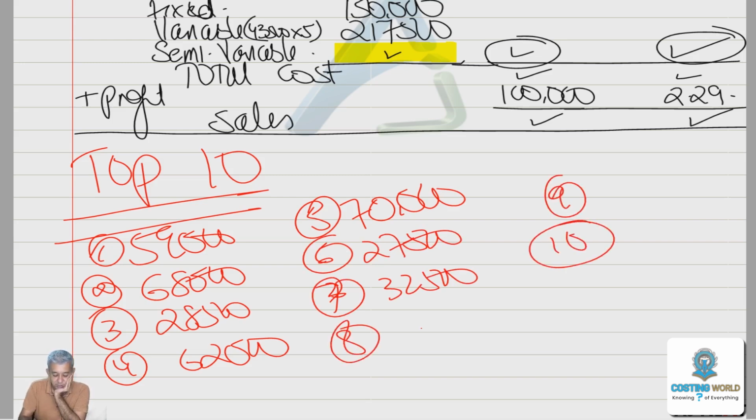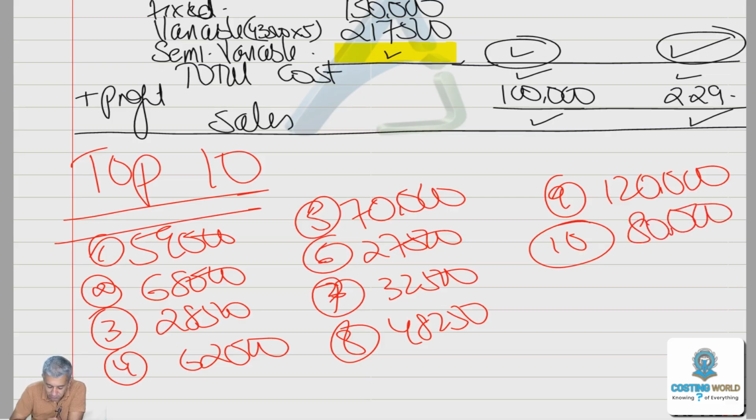Sir, 48,250. Last 2 spots left. Tell me. 1,20,000. Okay. Last spot left for anybody to come into the limelight. 80,000. Finished. Okay. Spots are all finished.